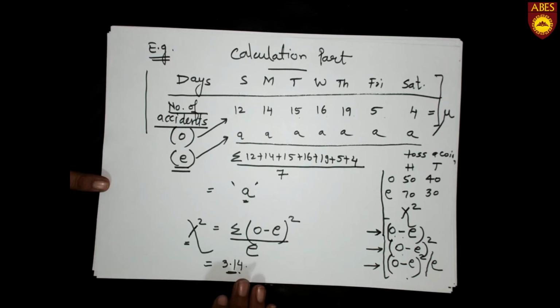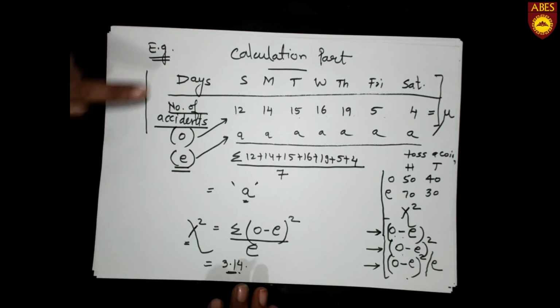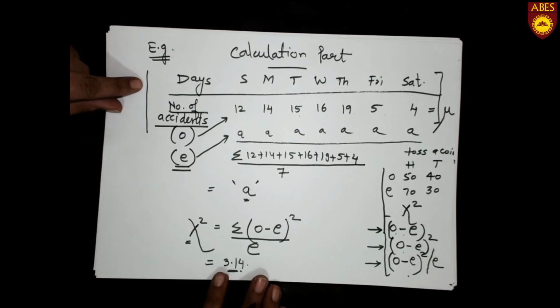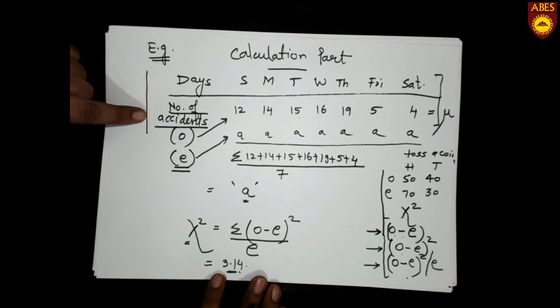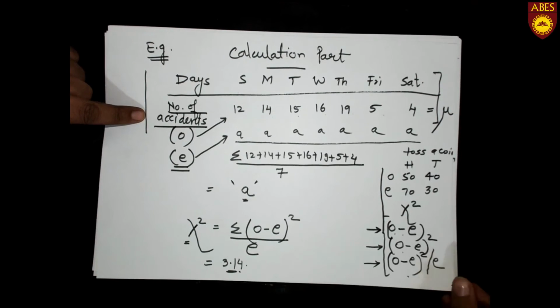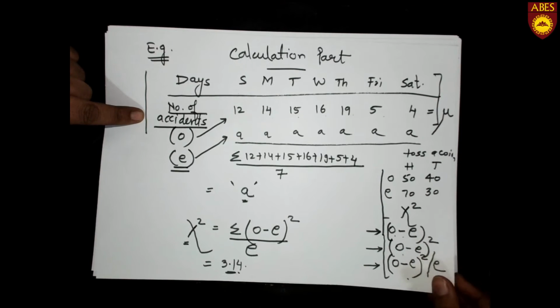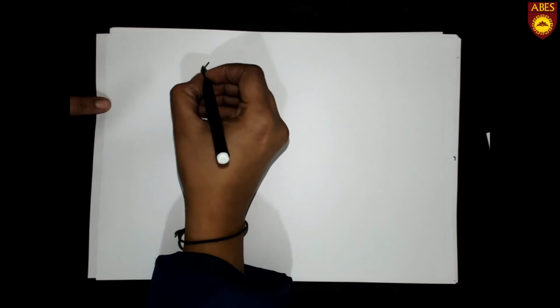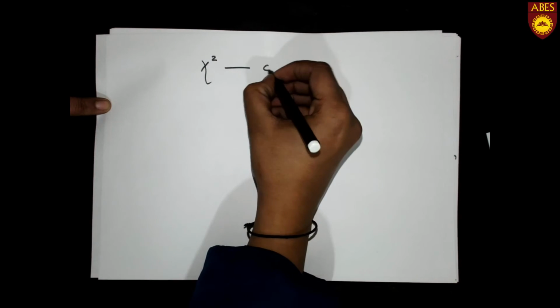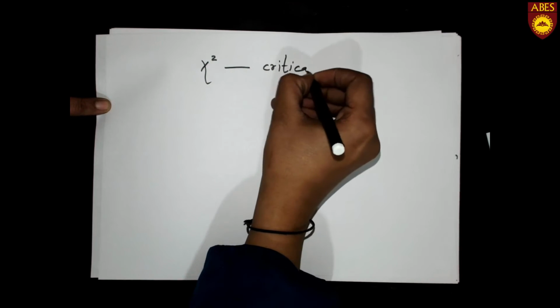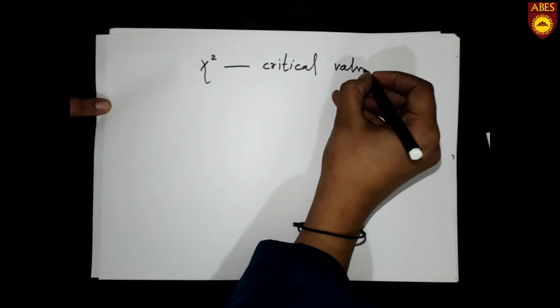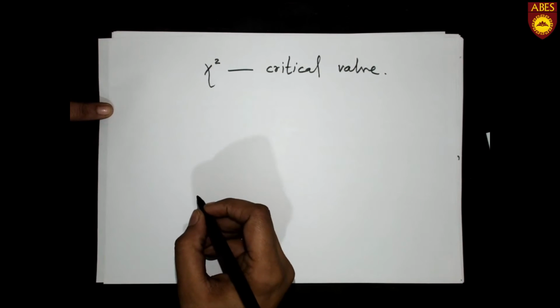I have to give some conclusion about how much my variable has a dependency on my number of accidents. So I have to take the two main conditions. Basically, I need to compare my chi-square value with my critical value. Now what is a critical value?